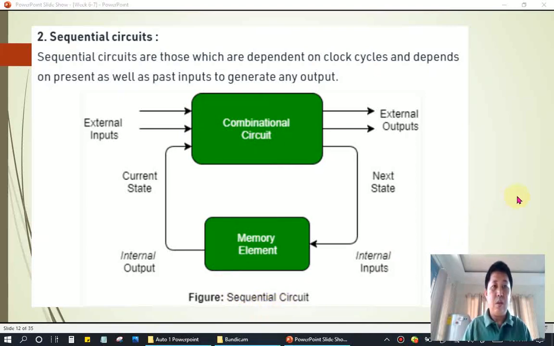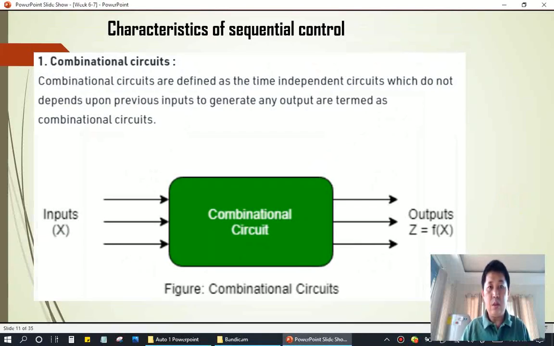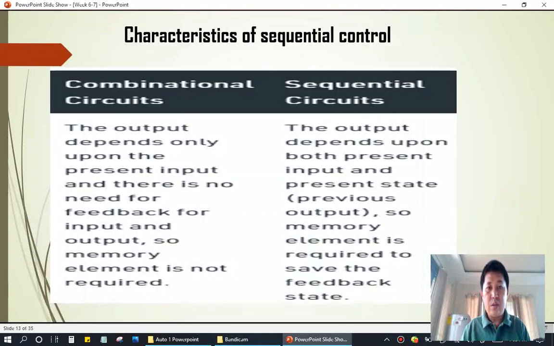So that is one characteristic of a sequential circuit. Next, this is the same as on the previous slide.